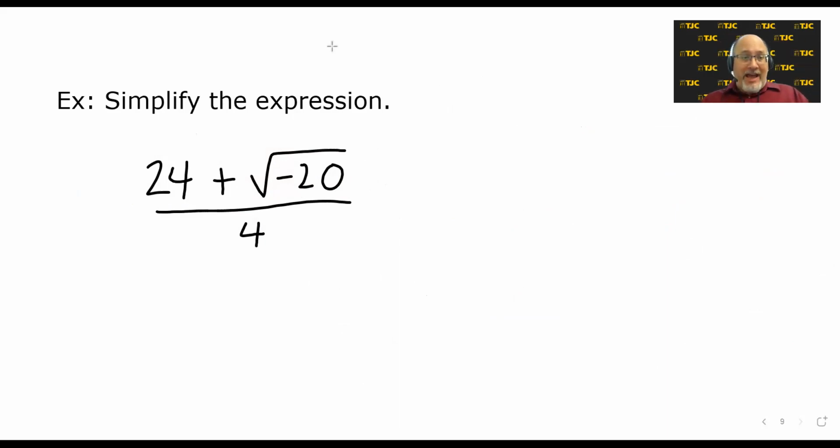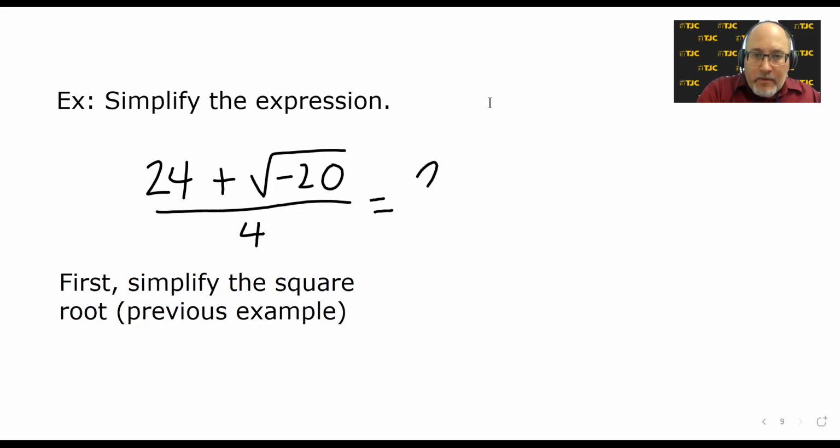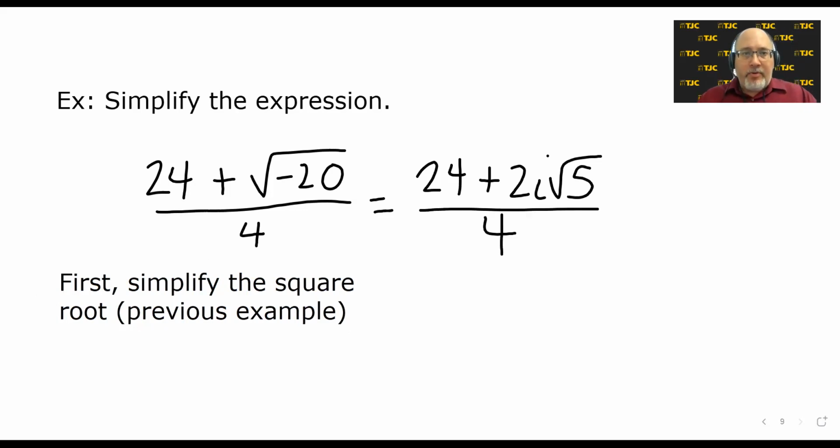So what's the best way to attack this? First, simplify the square root. And that was a previous example, so we're not going to redo that again. But that would be the first thing we do. We simplify the square root. And that square root ended up being 2i times the square root of 5. So we will put all that in yellow to say that this became that. And again, that was from a previous example.